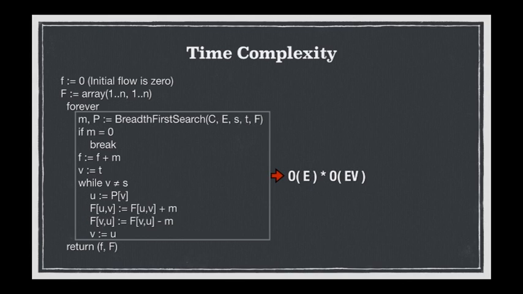We can now get the complete formula for the time complexity of the algorithm by putting this information together with what we found was the time taken at each step. Therefore, the total running time of the algorithm is given by O(E times V times E), which is equal to O(E squared times V).